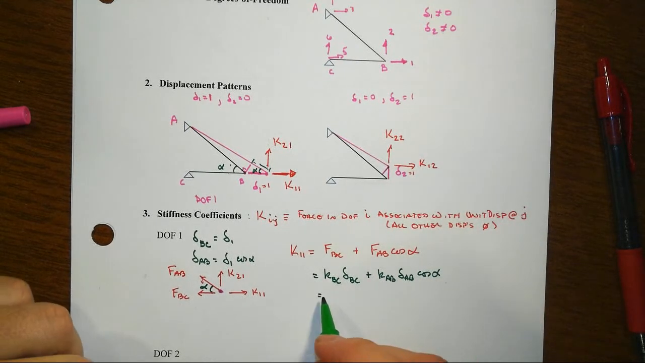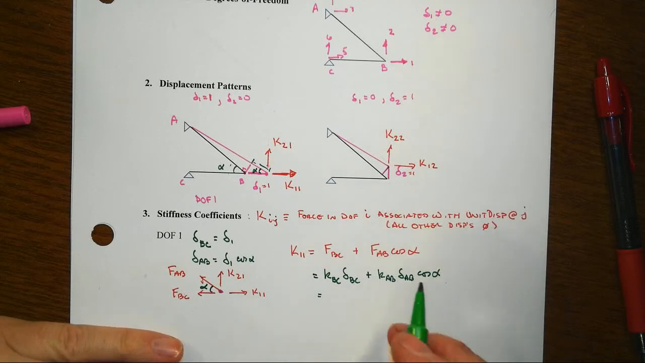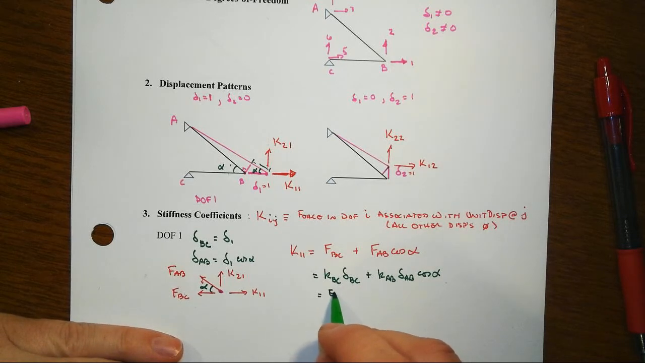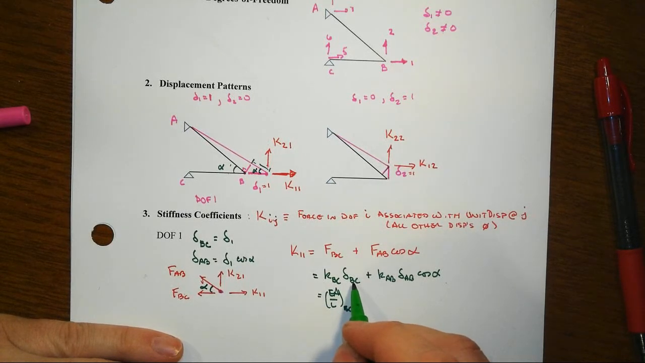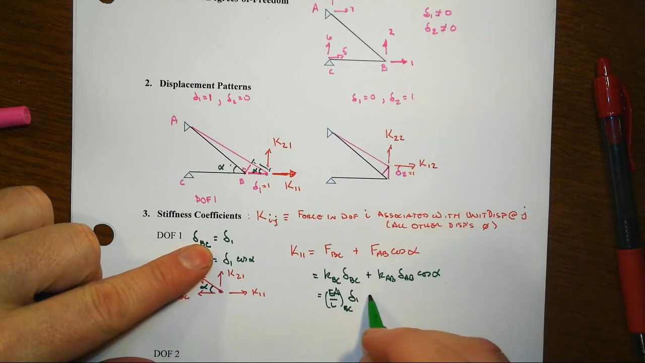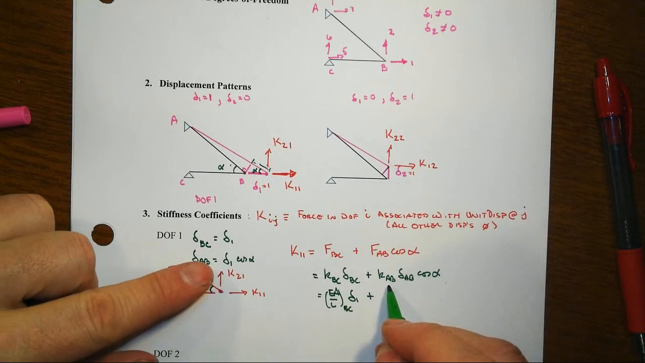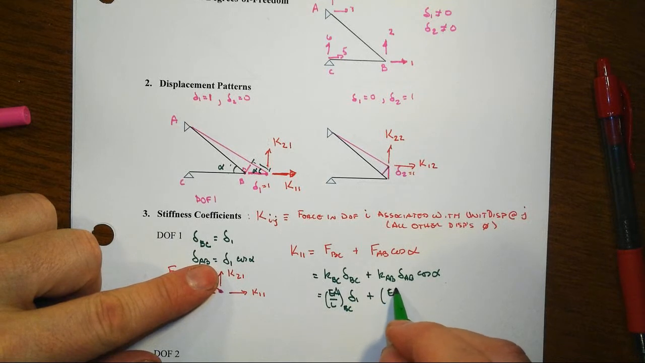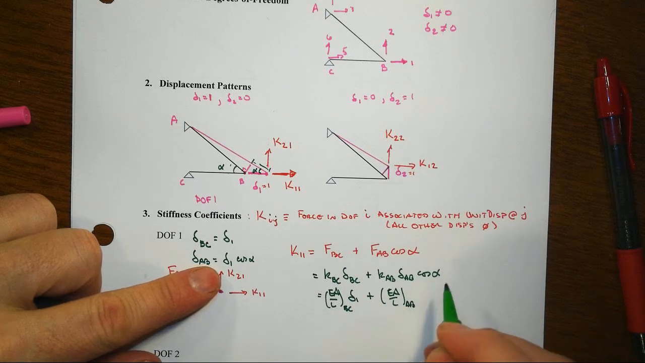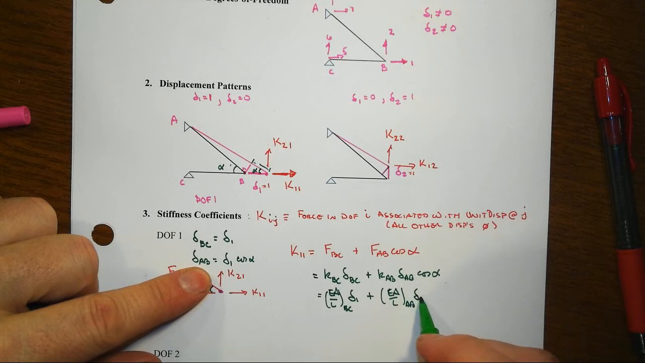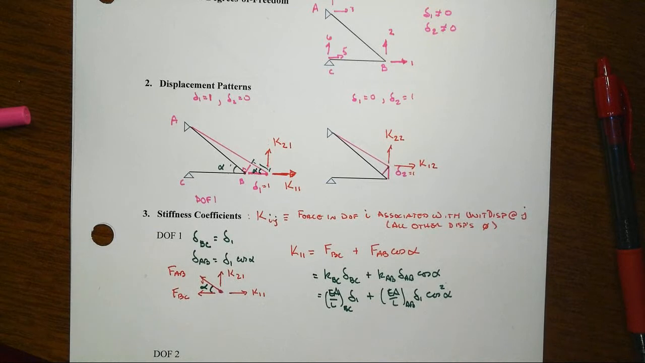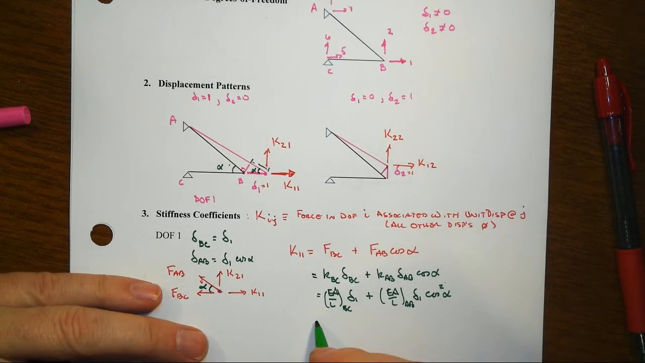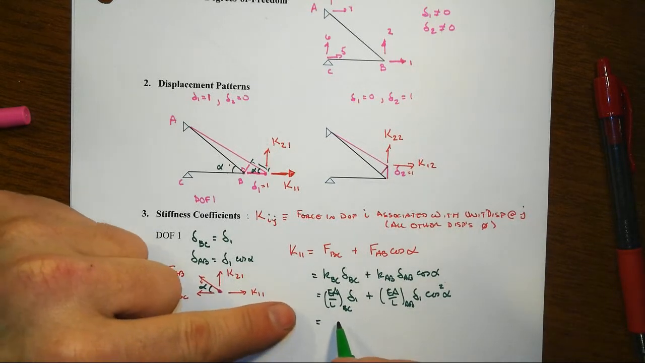Well, we have a numerical value for that, KBC, but I'm going to put in the actual axial stiffness part here so you can see it. I'm going to substitute in for delta BC, that's equal to delta 1, plus then we got KAB, which is EA over L for AB, times the delta AB, which is delta 1, times cosine of alpha, times another cosine of alpha.